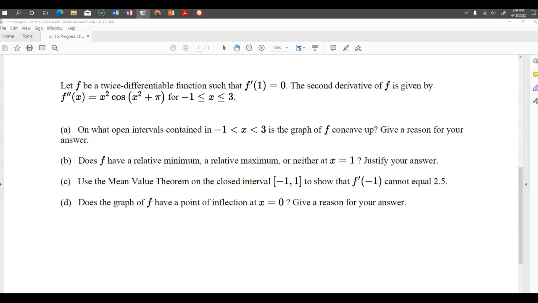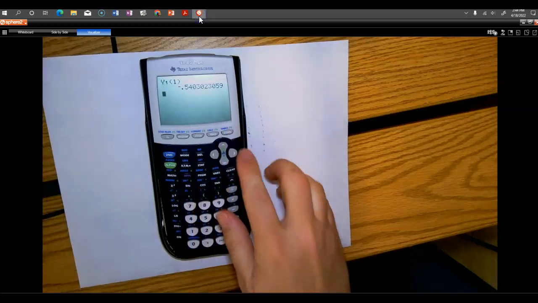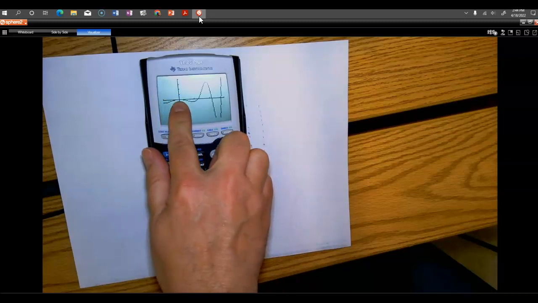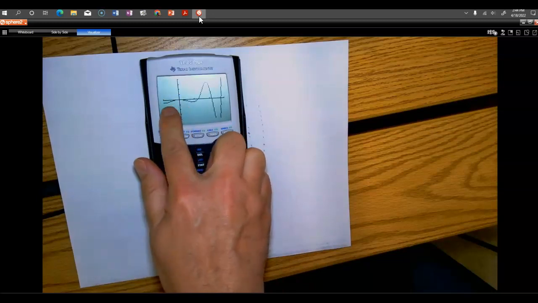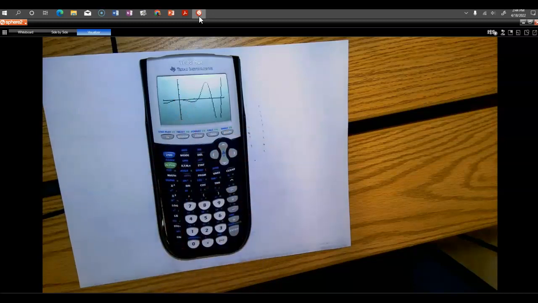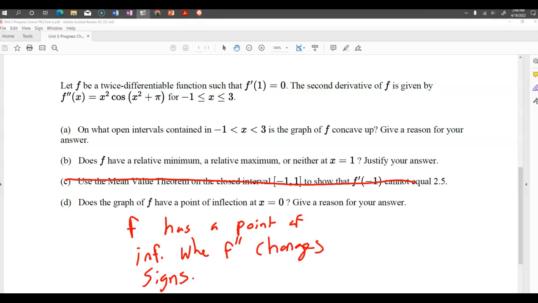All right, so for that I'm going to go back and I'm going to look at my graph again. Now here's 0, it's right about here in this spot. And as you guys can see, my second derivative does not go above the x-axis, it stays below. And so we can conclude that it does not change signs at that point.